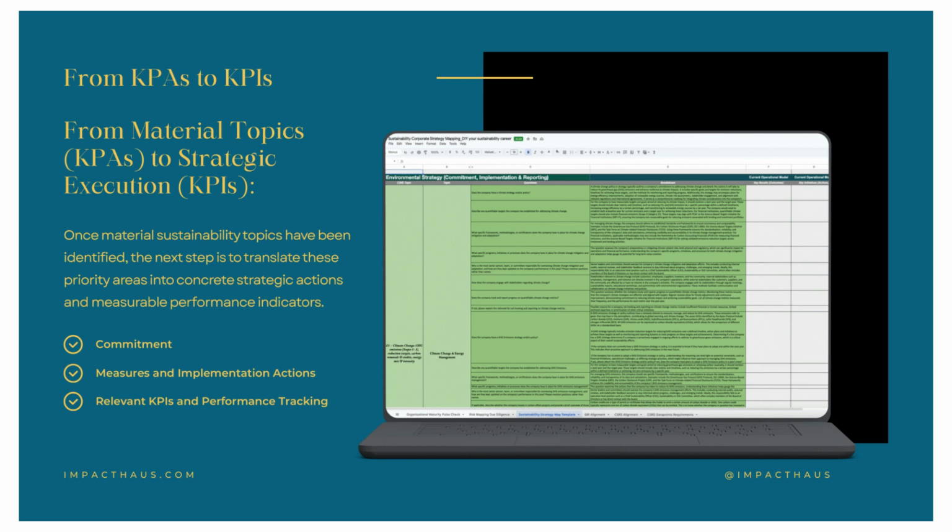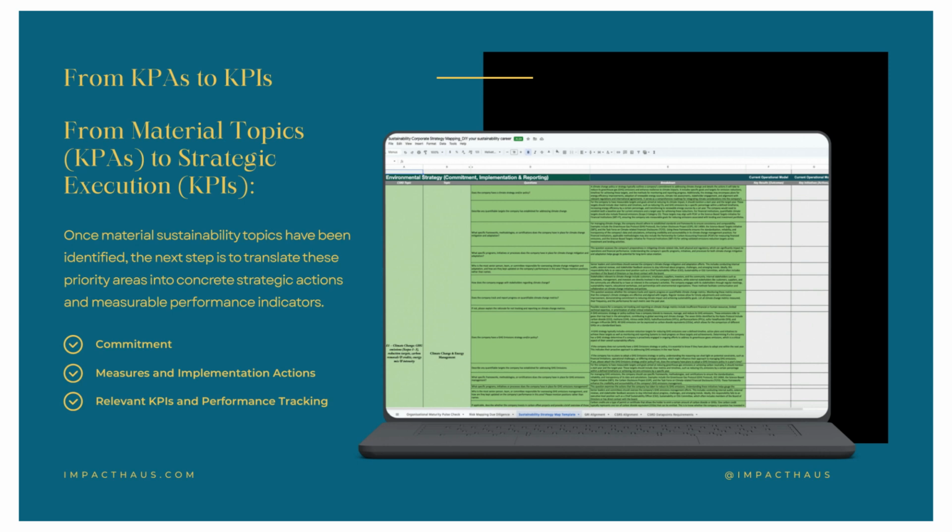These commitments usually align with external frameworks. The commitment answers the question of what the company intends to achieve in that sustainability area. Once the commitment is clear, we move into the implementation layer, which is where the strategy becomes operational. Under the column for measures and implementation actions, we describe the concrete initiatives that will make the commitment happen.